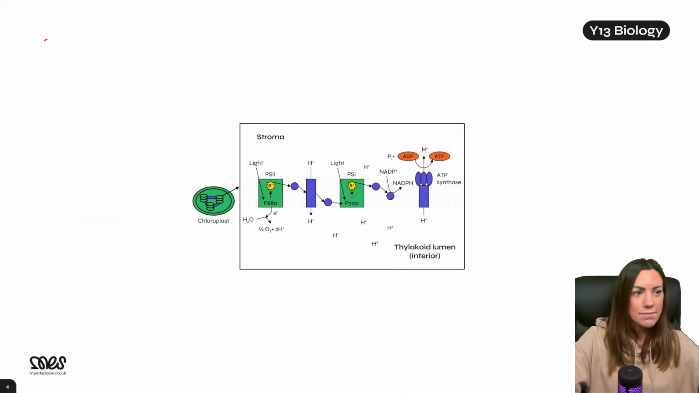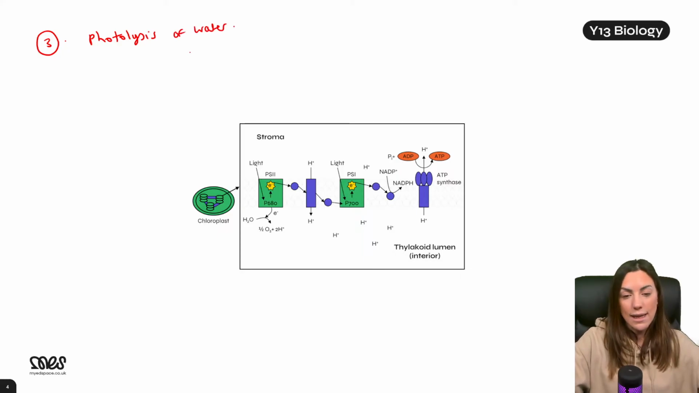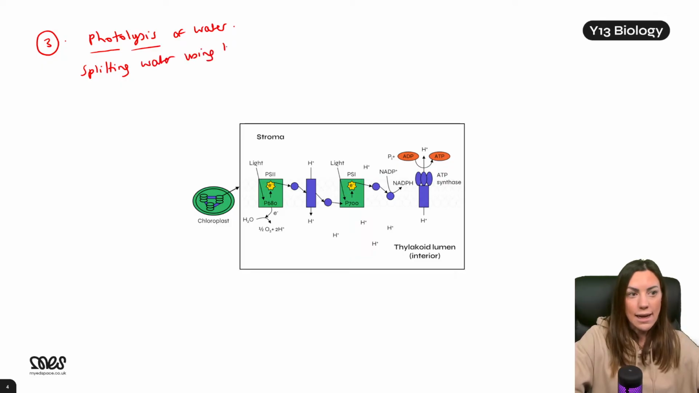So stage 3 is the photolysis of water. And the photolysis of water is the process that's used to actually replace the electrons that were lost by the chlorophyll right at the start of the light-dependent reactions. Now again, if you look at the name of this stage, it gives us a clue as to what it is. Photo means light and lysis means splitting. So photolysis of water is basically splitting water using light energy.